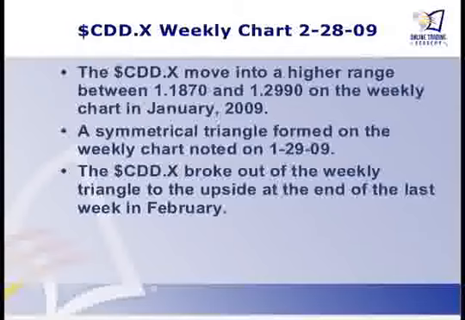So again, now what do we do? I'm going to check my daily chart here to see what's going on. I made a note that we did move into a higher range between 118.70 and 129.90, and that a symmetrical triangle formed inside the weekly chart, and I noted that on 129, and then the CAD broke out of the weekly triangle to the upside at the end of the last week in February.